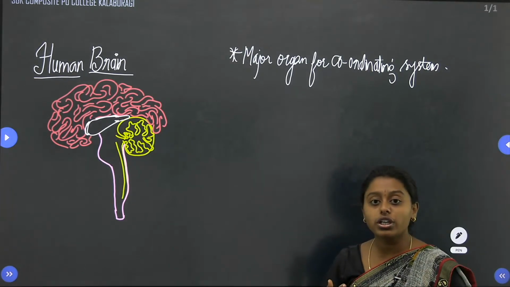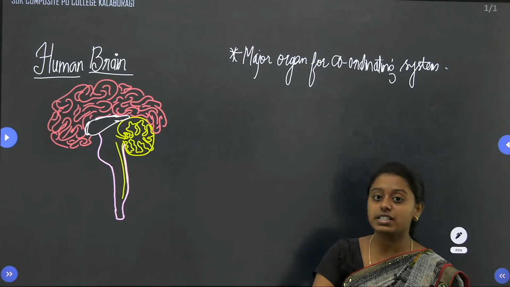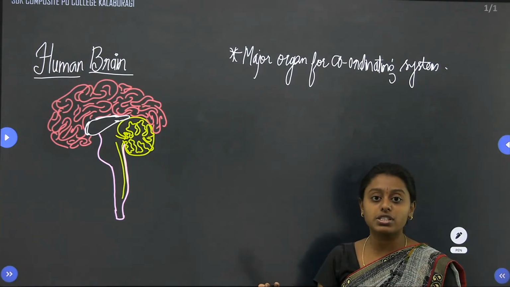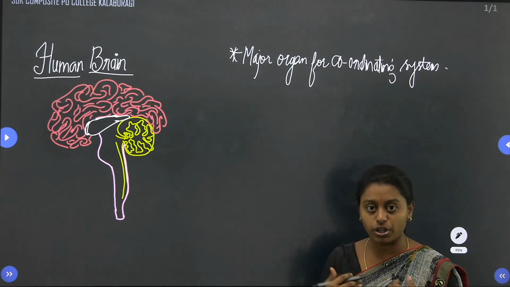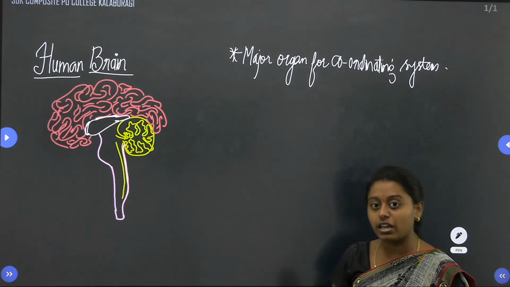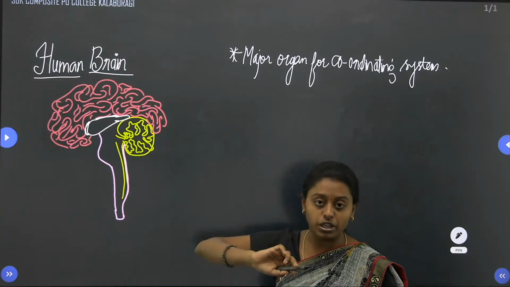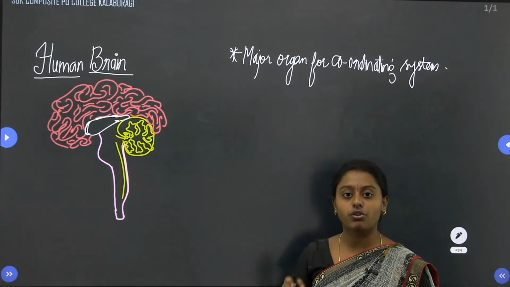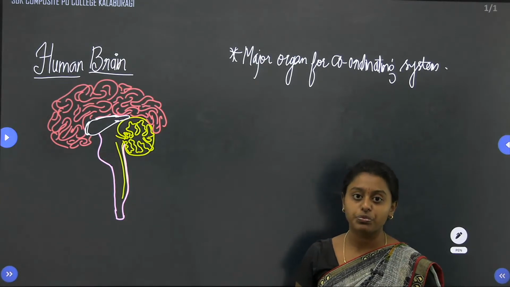So this coordination between receiving and sending, and the process of responding to the stimulus that is received from the surrounding, is all done well by the help of the human brain. So we term it as: the human brain is a major organ for the coordinating system.